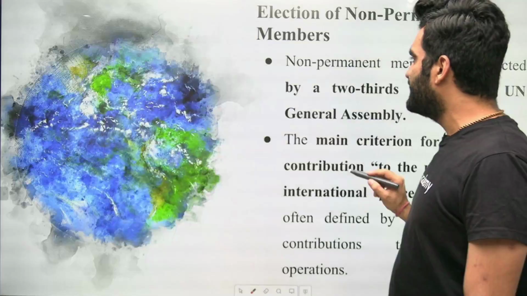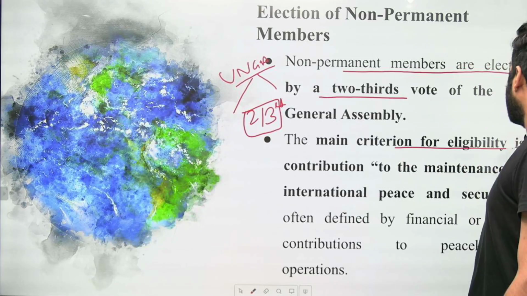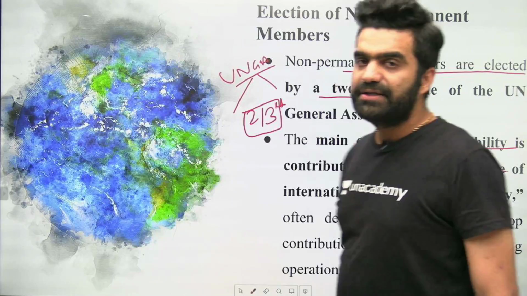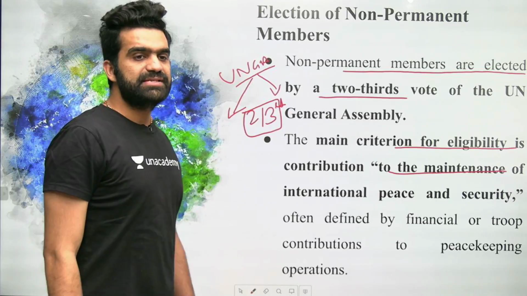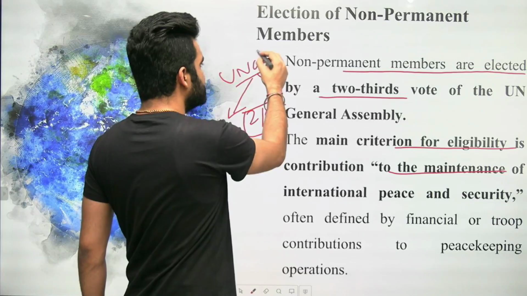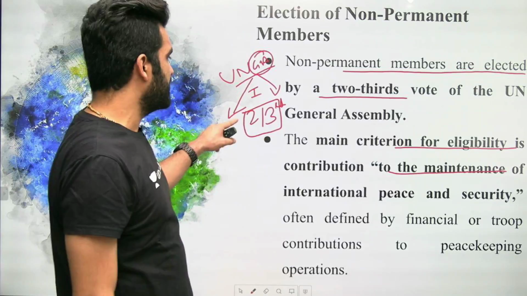So the main criterion for eligibility is contribution to the maintenance of international peace and security. This is the theoretical reason. The actual reason is having a support base among the member countries of the United Nations General Assembly. If they are in favor of India, if India is maintaining good relations with these countries, then India would definitely be able to win the election.